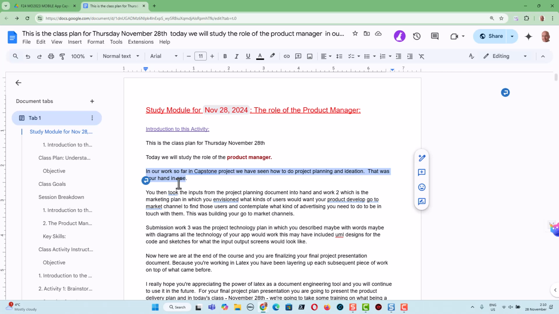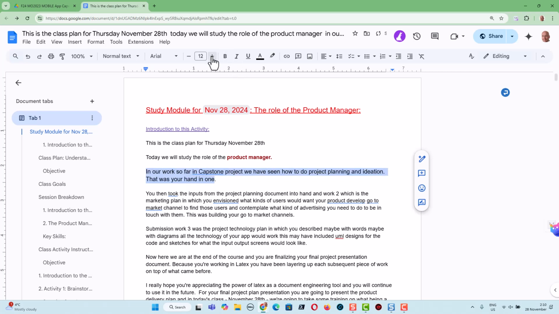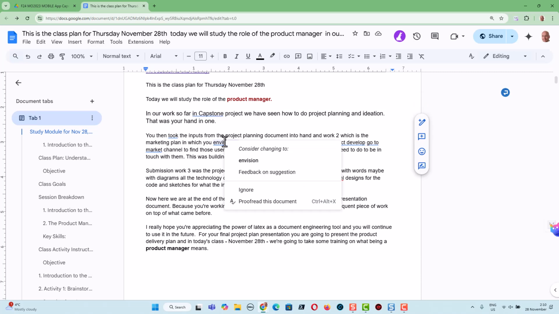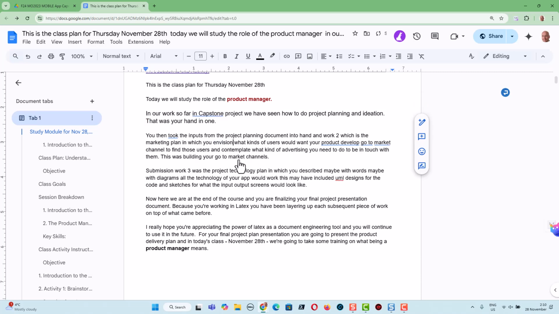So far in our work in Capstone Project, we have seen how to do project planning and ideation. That was hand in one. You then took the inputs from the project planning document and made your marketing plan, in which you thought, how are you going to find out what kind of users want your product? Why do they want it? You constructed the unique value proposition. You found out if anybody else in the world is doing this idea.